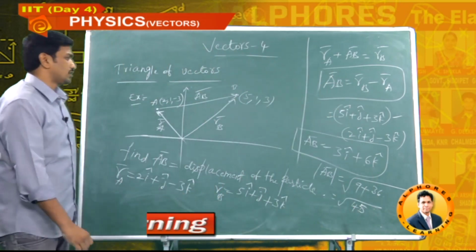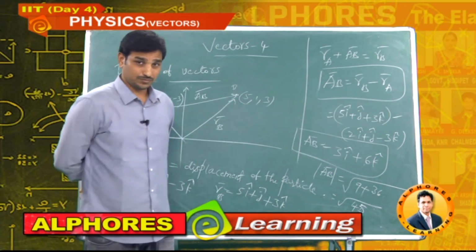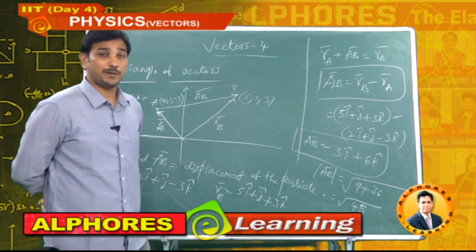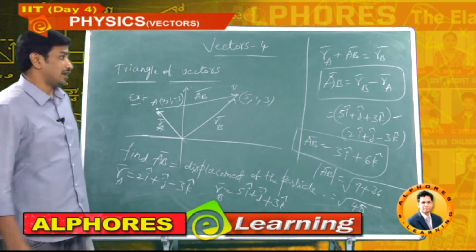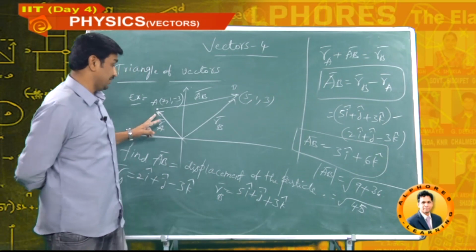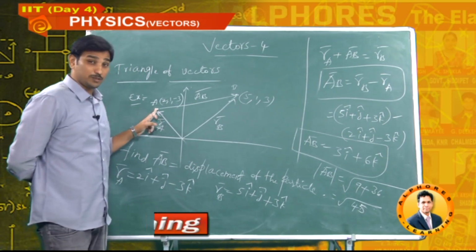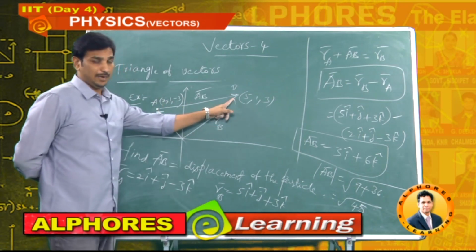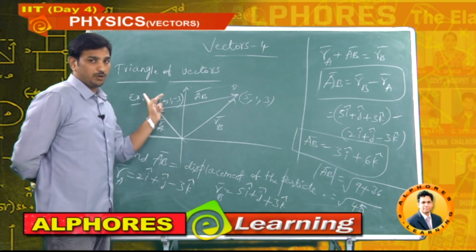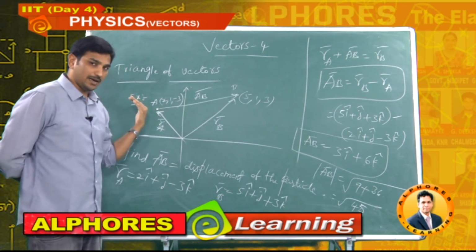I think you understood how we are going to use triangle law of vectors in our physics. Displacement of the particle we will calculate by using triangle law of vectors. Now I will give you the point once again. Initially the particle is at a point A, now it was displaced from point A to point B. Displacement of the particle is AB bar, because when it is moving from A to B, it is AB bar, and when it is moving from B to A, it is BA bar.